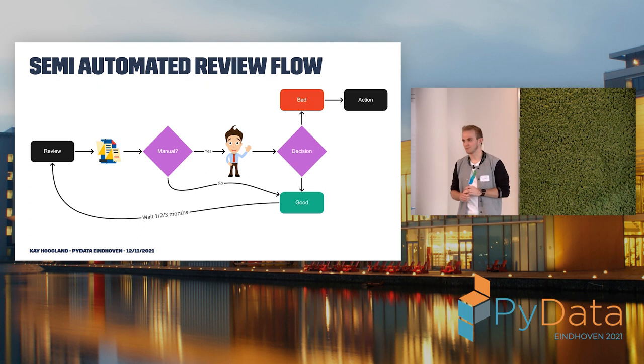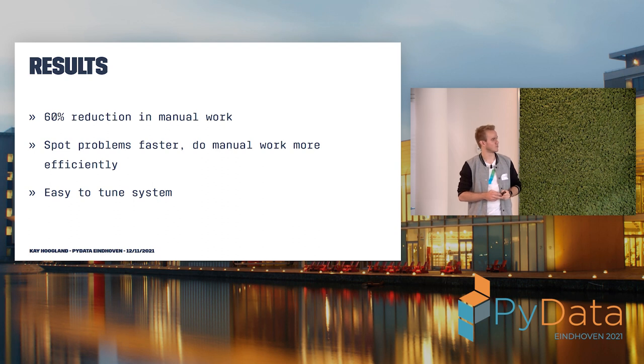So a semi-automated review flow, where we predict if a review needs to be reviewed manually. If it needs to be reviewed manually, then it goes to Patrick. But if it's not required to review it manually, then it's of course good, and we wait another 1, 2, or 3 months and go in this loop again. Well, this resulted in a 60% reduction in the manual work. We spotted problems faster, and we do manual work more efficiently again. And it turned out to be an easy-to-tune system. So how did we do that?